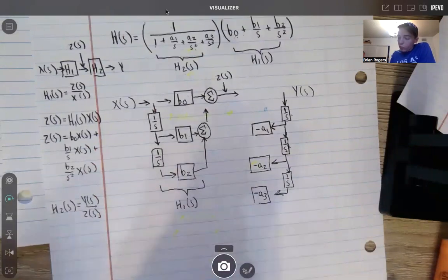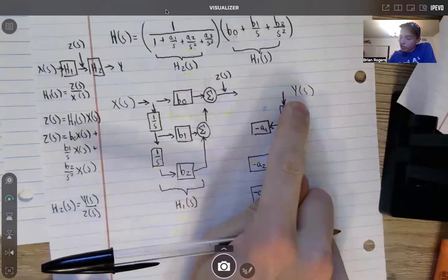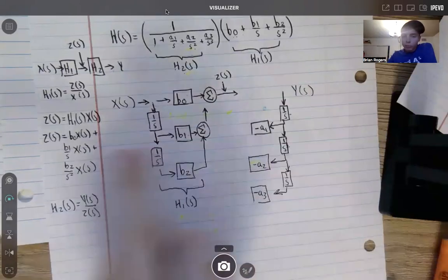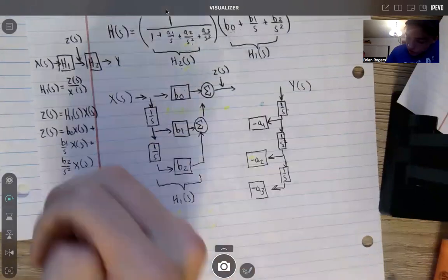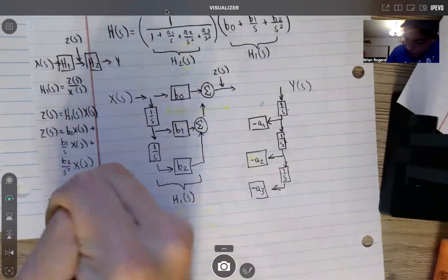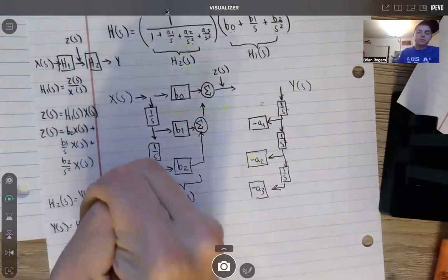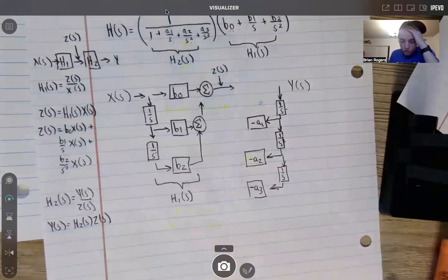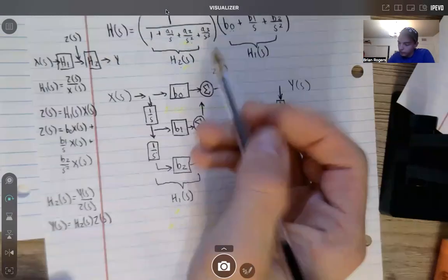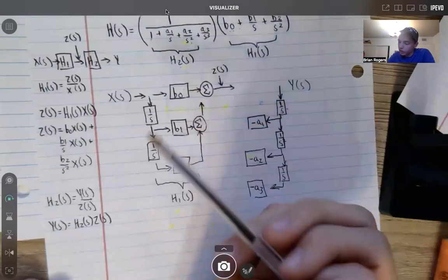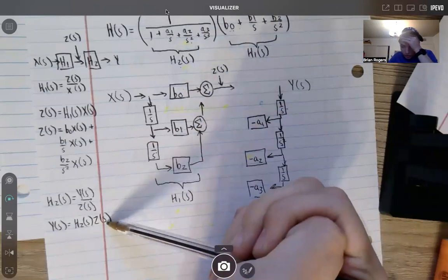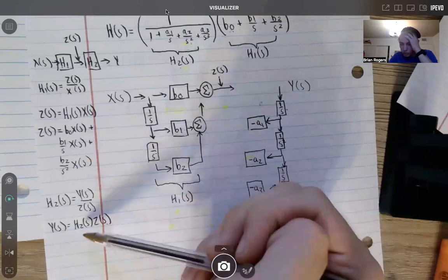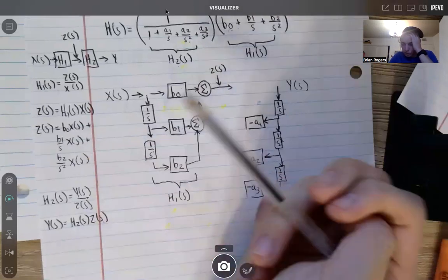Okay, now that we've done that, we need to substitute in what we have in order to get the equation in terms of Y of S, because now we have to build Y of S. Here we were building up to Z of S for our output, but here our output's Y of S. So Y of S is going to equal H2 of S times Z of S, okay? H2 of S is given right here, and our Z of S is given over here. We know our Z of S, so we don't need to substitute in for it.